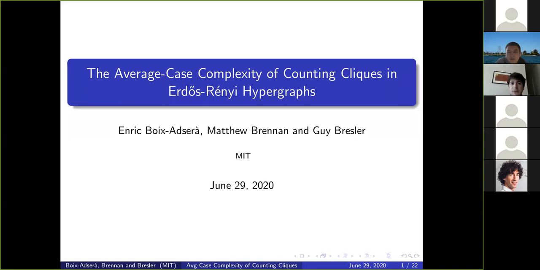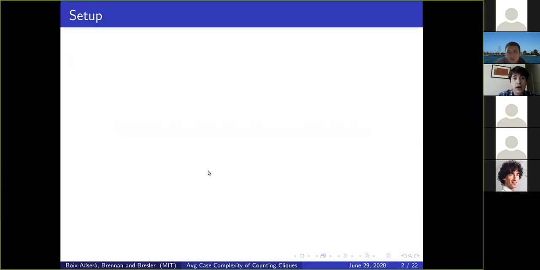I'm going to talk about the average case complexity of counting cliques in Erdos-Renyi hypergraphs. This is joint work with Matt Brennan and Guy Bressler, who's my advisor. First I'm going to give you the setup of the problem, then I'm going to motivate the problem, and then I'm going to explain the results and give you a brief proof sketch, but we don't have that much time, so I won't be able to give you all the details.